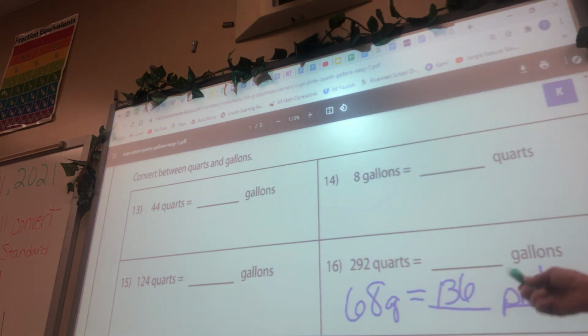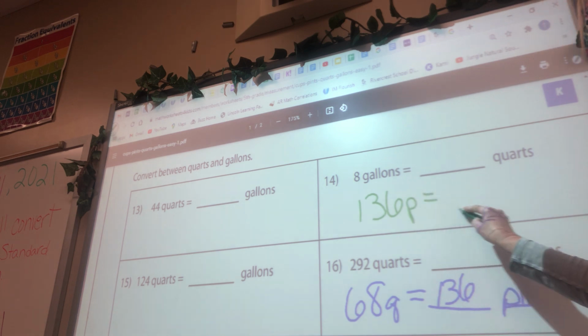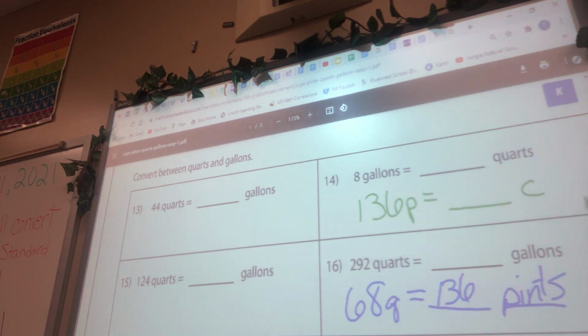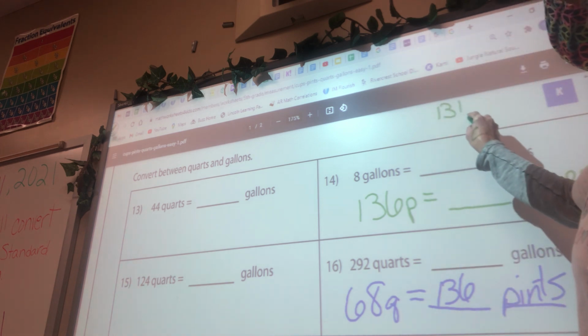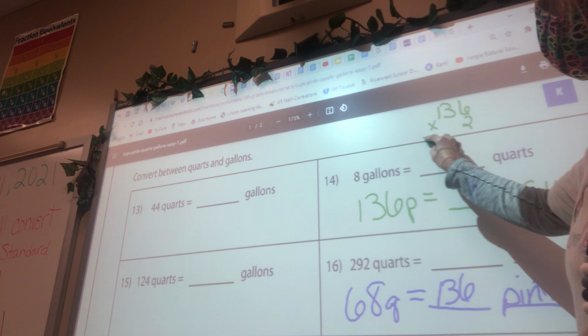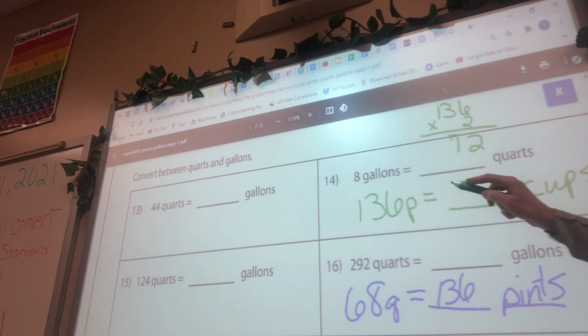So now, could I get it to cups? Yes, because if I have 136 pints, and I want to know how many cups, you have to multiply by 2. So I know this is going to be a higher number because it's going to take a bunch more cups to equal these pints. And the relationship between pints and cups is a relationship of 2. I need a higher number, so I know I'm multiplying by 2. 12. Carry the 1. 6, 7, 2.